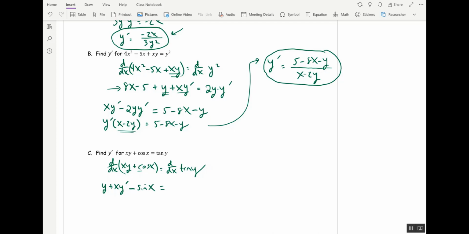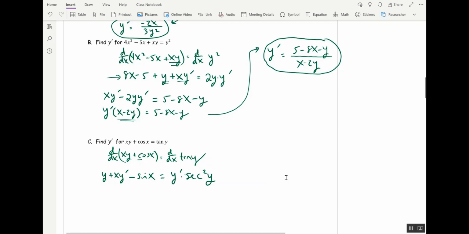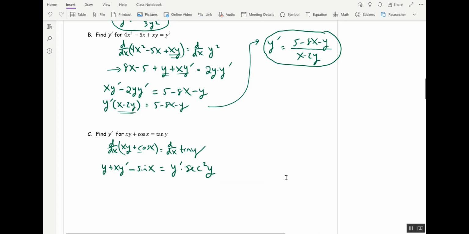Chain rule. The derivative of tangent, leave a space in front, is secant squared. Leave the argument alone, the baby, and then multiply by the derivative of the inside. The inside is y, so its derivative is y prime. Now we take our y prime terms and move them to the left. So x y prime just stays over here, and I'm going to subtract y prime secant squared y. And then on the right, I'm going to move the sine x over, it becomes positive, and subtract y from both sides, so I get minus y.